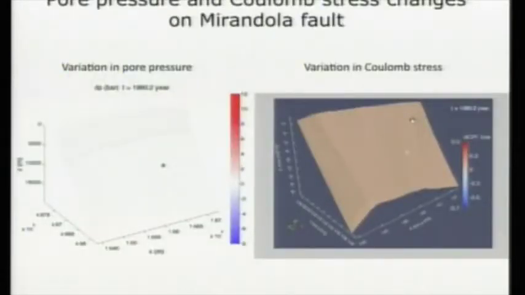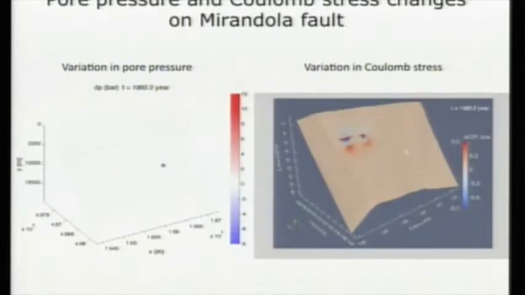Okay, so what I'm now going to do is show you a movie showing variation in pore pressure on the left side, variation in Coulomb stress on the right side, as a function of time, starting in 1980 and running through 2013. Okay? Both of these will again be projected onto this Mirandola fault. So these are the stresses acting on the Mirandola fault.